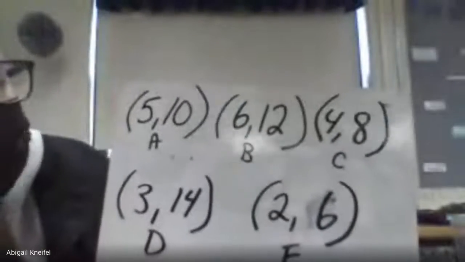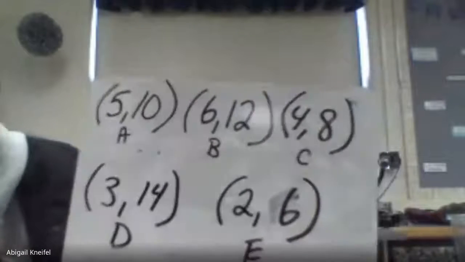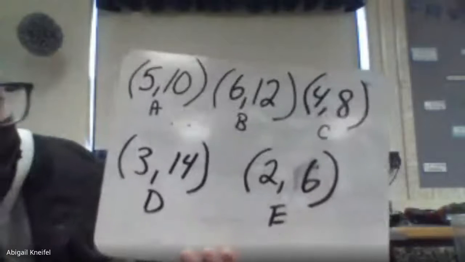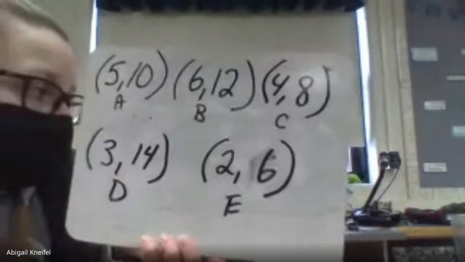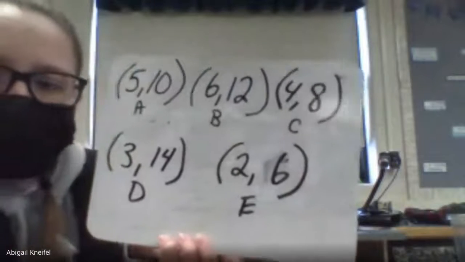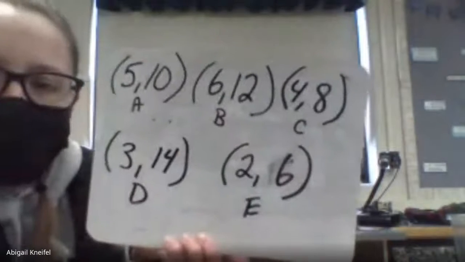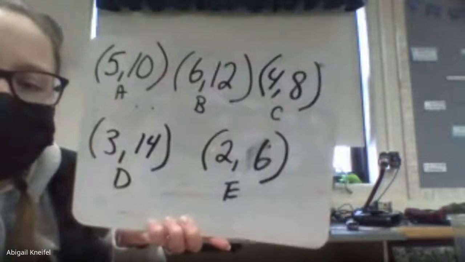A is 5/10. B over 6/12. C 4/8. D is 3/14. And E is 2/6. You're going to create me a graph. Remember, you have to decide the scales. What should you count by? Remember, your scale on X and on Y don't have to match.